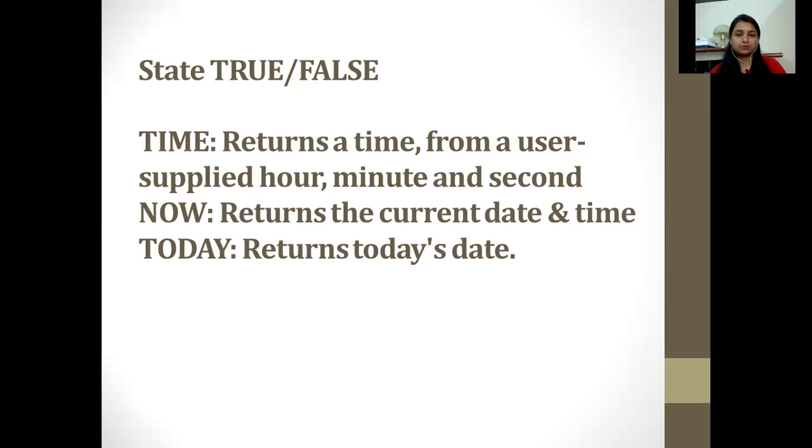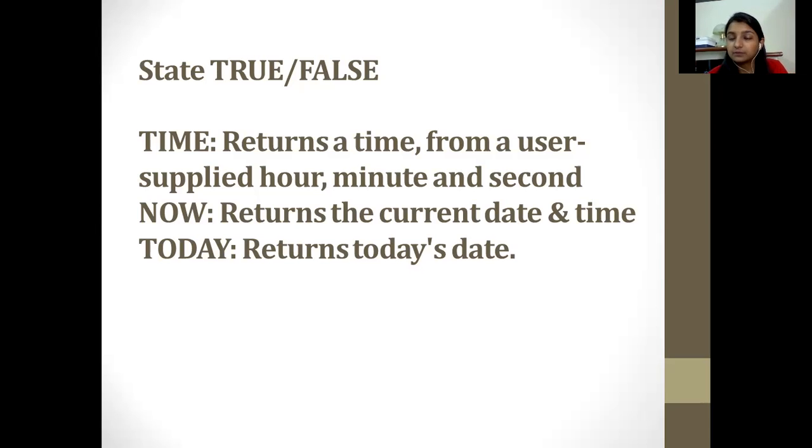So here's again a question. You have to answer true or false. TIME returns a time from a user-supplied hour, minute and second. NOW returns the current date and time. TODAY returns today's date. Do you think that these are satisfactory for date and time functions? Like in the dialog box also, it was available.